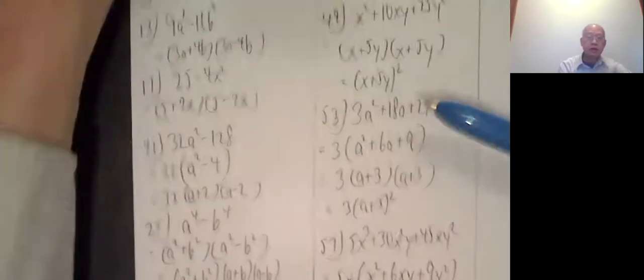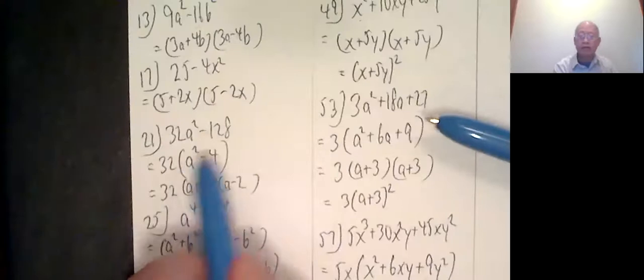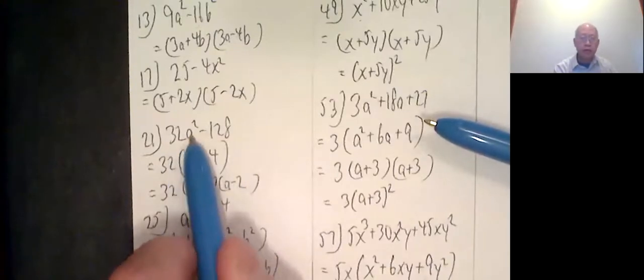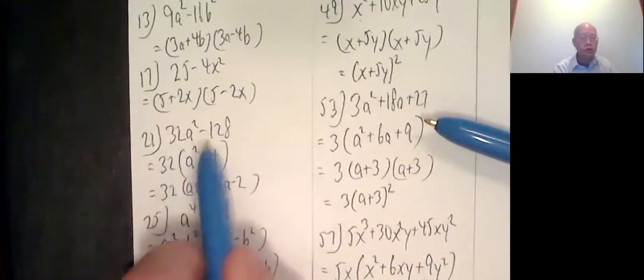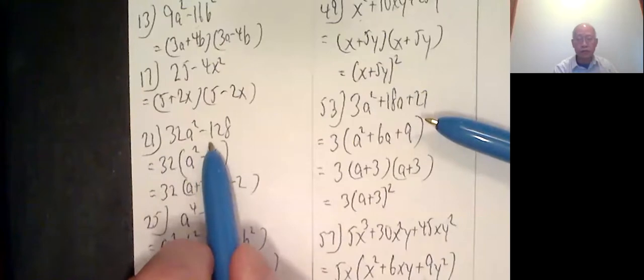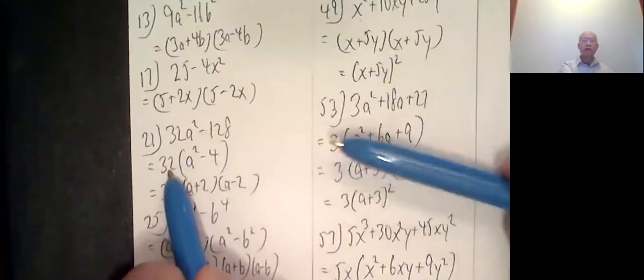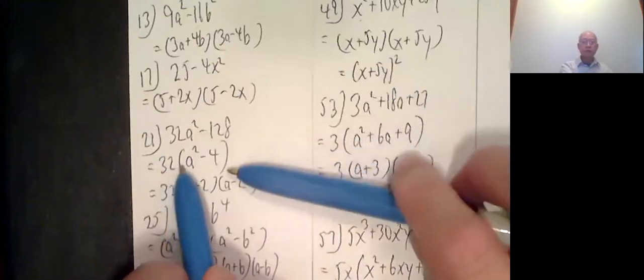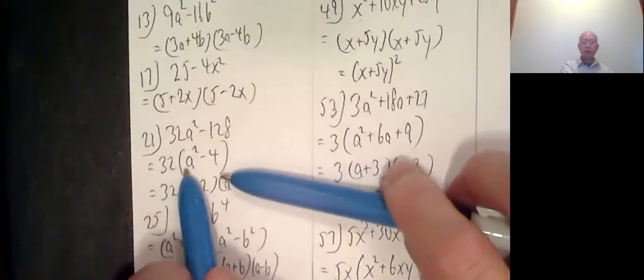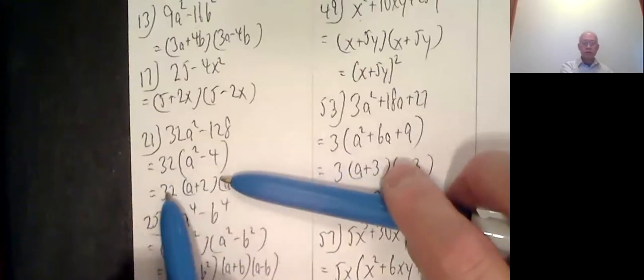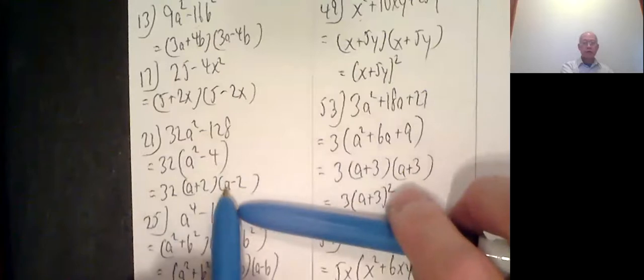Okay, then starting with 21, take out the greatest common factor if possible. 32a squared minus 128. 32 happens to go into 128 exactly 4 times. So factor out the GCF, greatest common factor. 32 times a squared minus 4. 4 is 2 squared. So 32, a plus 2, a minus 2.